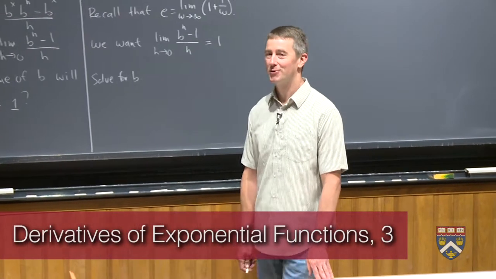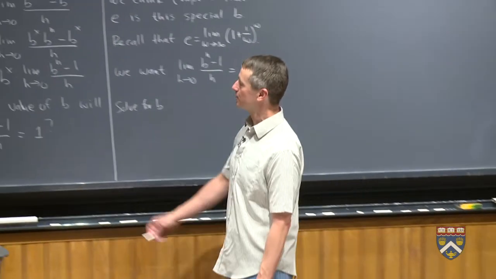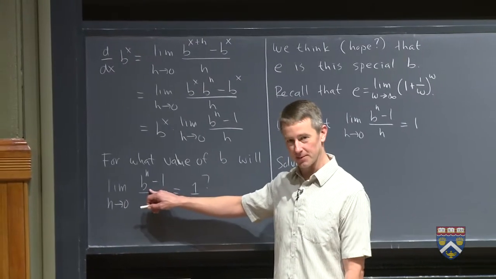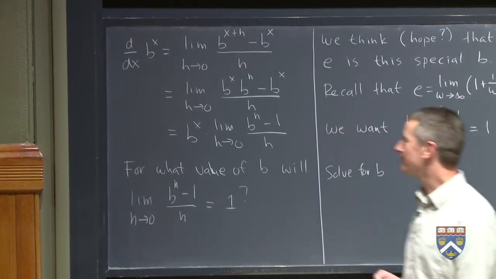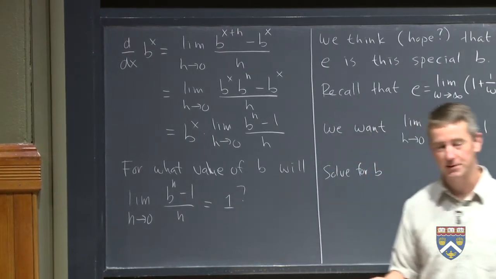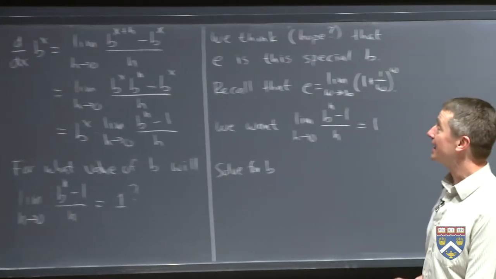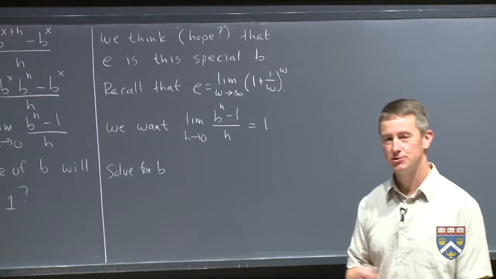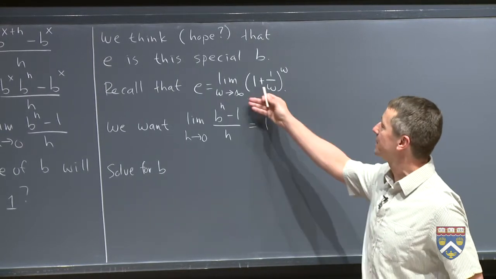Well, I hope that you all came to the same conclusion that I did: that the value of b, which we knew was going to be somewhere between 2 and 3, but seemingly closer to 3, that makes this limit equal 1, in other words makes this derivative very, very clean, is e, this number that we saw the first week, 2.71828182845. So let's remember how we defined that.